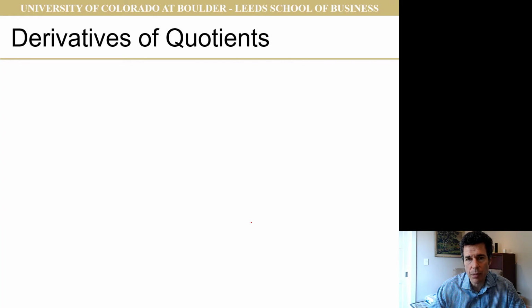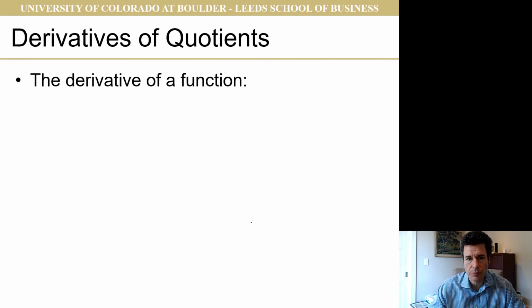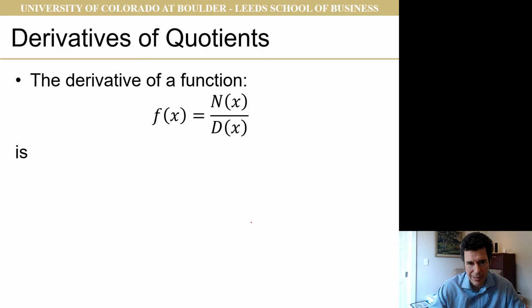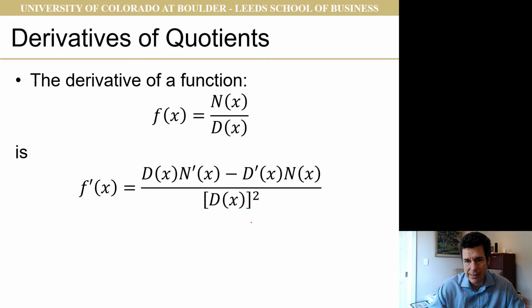Okay, so that was products, now derivatives of quotients. So we have a quotient, n of x divided by d of x, n for numerator, d for denominator. This one's more complicated. It is d of x, the function of the denominator, times the derivative of the numerator, minus the derivative of the denominator times the numerator, divided by the denominator squared.